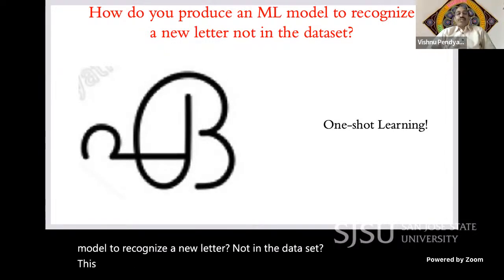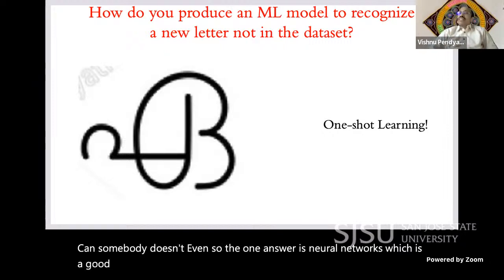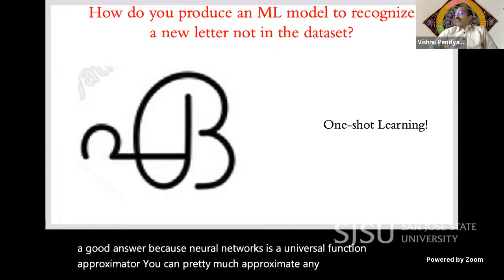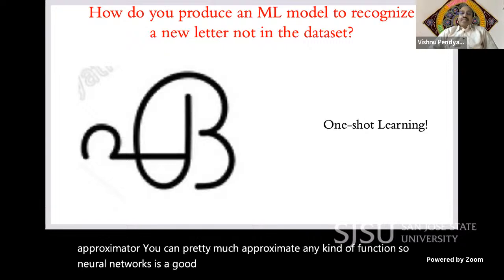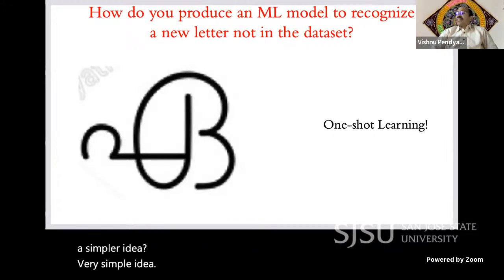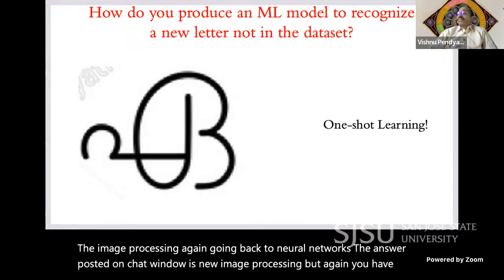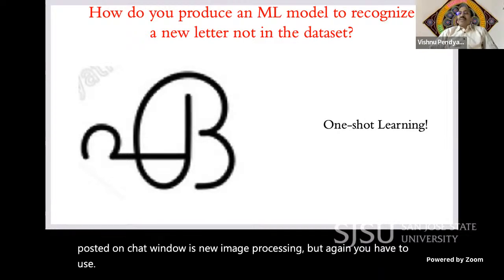This is what is called one-shot learning. Can somebody, does anyone, so the one answer is neural networks, which is a good answer because a neural network is a universal function approximator. You can pretty much approximate any kind of function. So neural networks is a good answer, but you have to do a lot of work. Is there a simpler idea? Very simple idea. Any other guesses? Image processing, again, going back to neural networks. The answer posted on the chat window is image processing, but again, you have to use neural networks. There's even simpler, right?